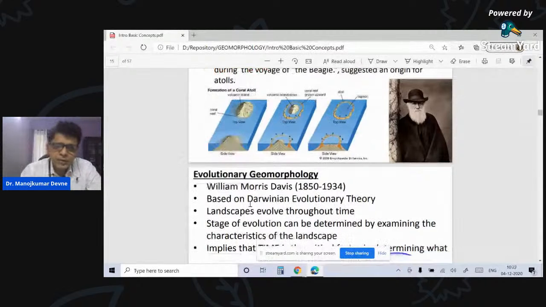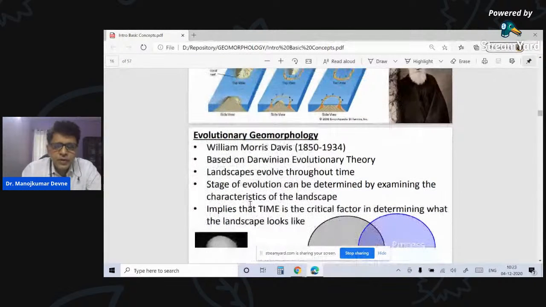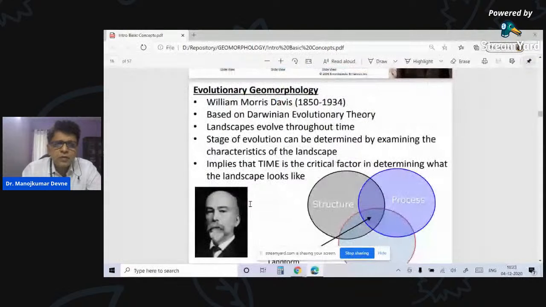That's Darwin on Davis, and in fact, you'll see that after Davis starts speaking about it, he literally dominated the scenario of geomorphology for the next few decades, right up till his death in 1934. Landscape, he says, evolves in time. Stages of evolution can be determined by examining the characteristics of land, whether this is a fresh landscape, an older landscape, or an adult landscape. He actually divided into stages of evolution: young, adult, and old is how he termed landscapes.